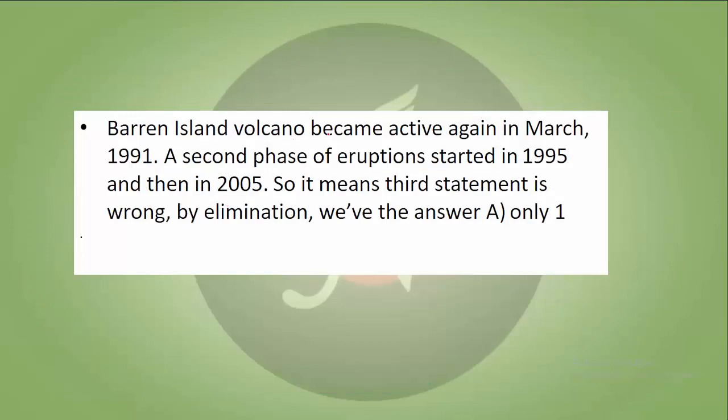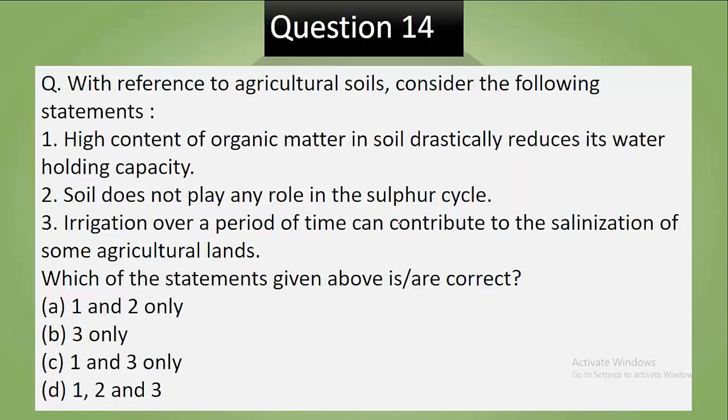Why is it so? Because Barren Island volcano became active again in March 1991. A second phase of eruption started in 1995 and then in 2005 as well. And recently it was also in the news in 2023. So it means that the third statement is wrong. By elimination you got your answer as 1.